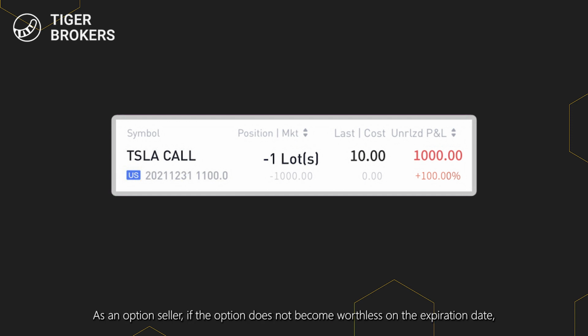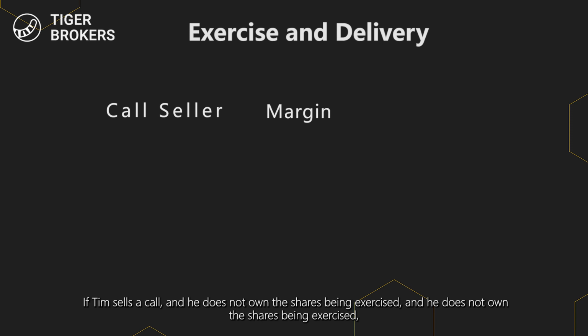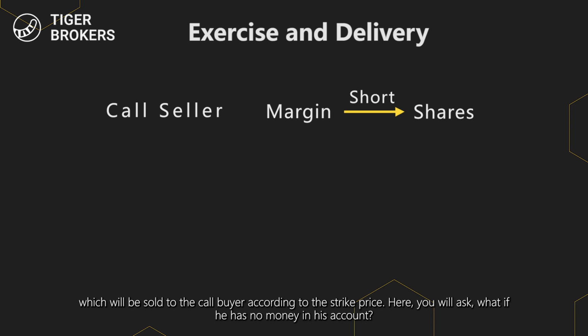As an option seller, if the option does not become worthless on the expiration date, what is the delivery method? If Tim sells a call and he does not own the shares being exercised, the margin in his account will be used to short the corresponding shares at the strike price and the shares delivered to the call buyer. Here you will ask, what if he has no money in his account?